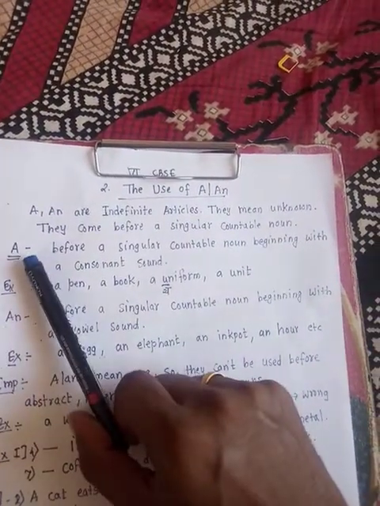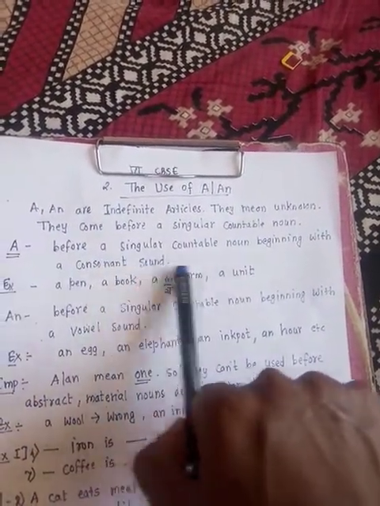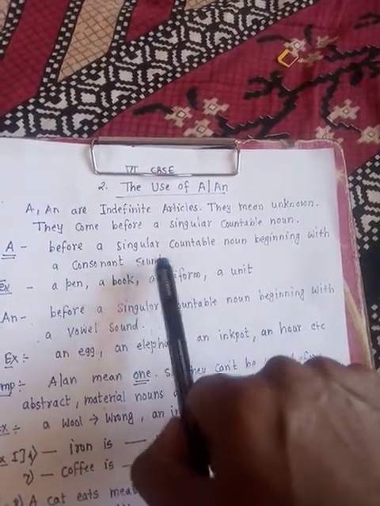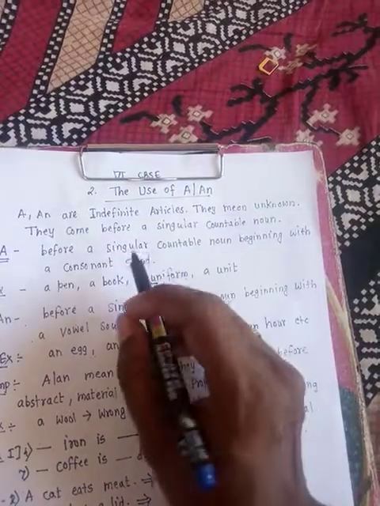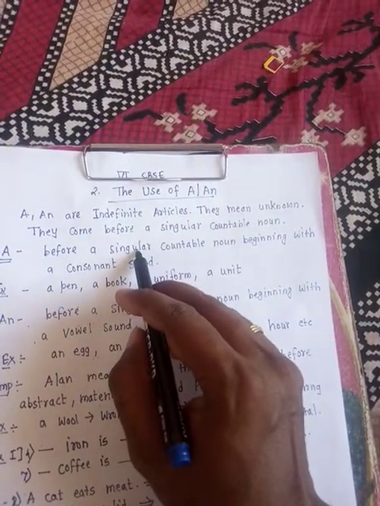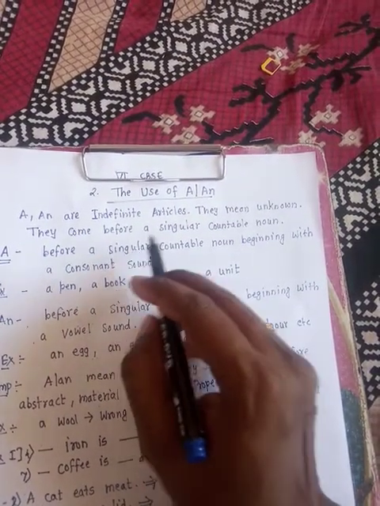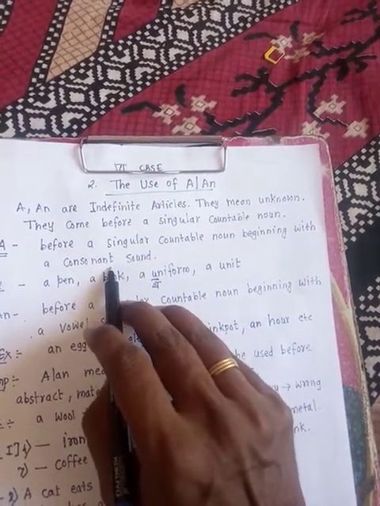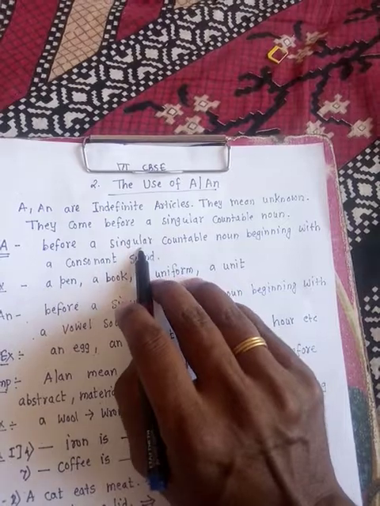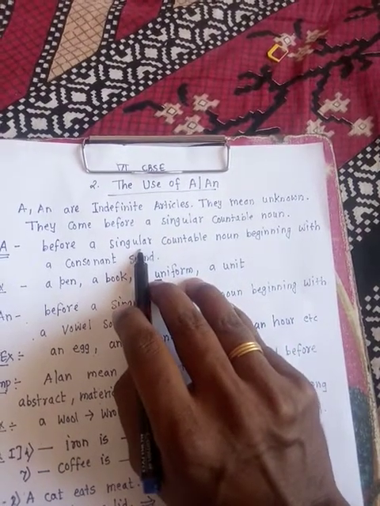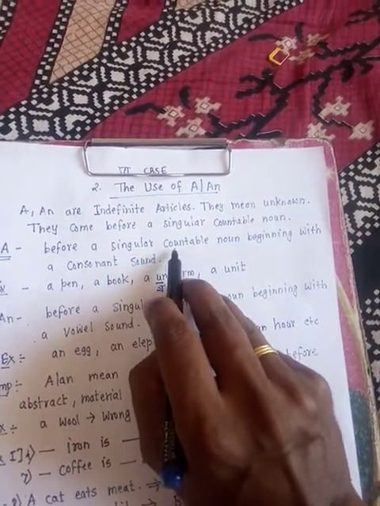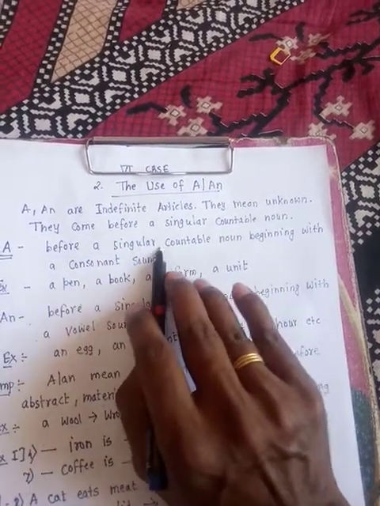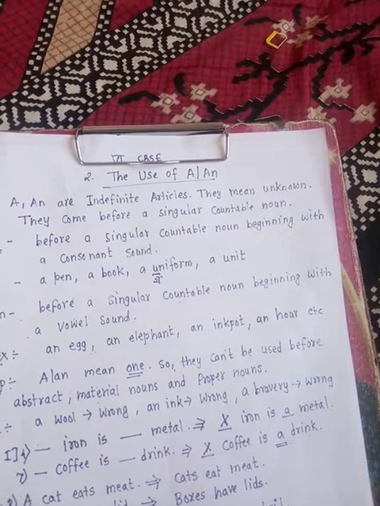See, first a, it is used before a singular countable noun beginning with a consonant sound. See, the words are very important here. To use a, that noun should be singular, countable, and it should begin with a consonant sound. Now suppose water. Water is a singular noun but it is not countable. So we can't use a before water. We can't say a water because water is not countable.